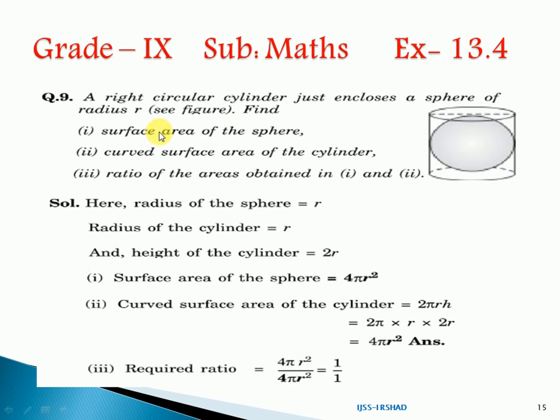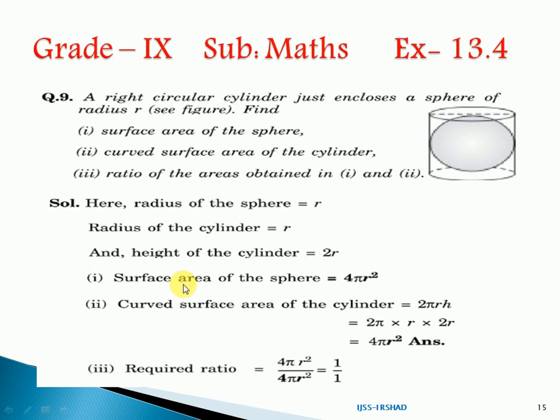So here you have to find the surface area of the sphere. So let the radius of the sphere be r. So the radius of this cylinder will also be r, the same, and the height of the cylinder will be equal to the diameter, that means 2r. You can see this is the height and this is the diameter of the sphere. So both will be the same, and the radius of the sphere is r, so the diameter will be 2r. So the height of the cylinder will be 2r.